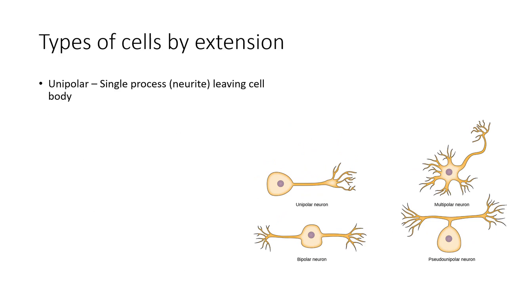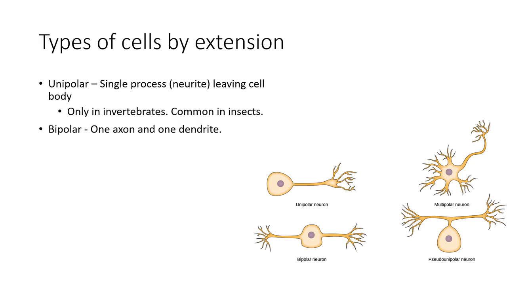Now we'll look at the types of cells by extension. So these are different types of neurons, and the first one we'll take a look at here is unipolar, uni meaning one. So with unipolar neurons, there is a single process leaving the cell body. We see that here. So here's the soma, cell body, and a single process leaving it. We only see these in invertebrates. They're very common in insects. You won't find this classification of neuron in a human.